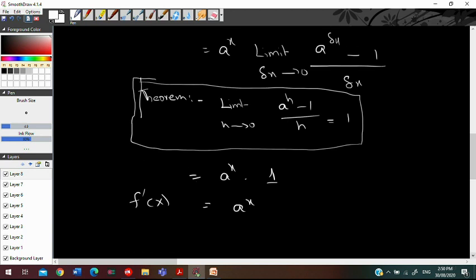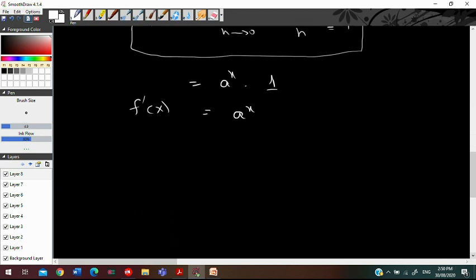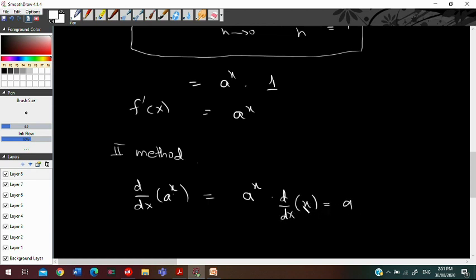Now this is the first method through which we find the derivative of the general form of this exponential function. The second method is the formula method, through which we find dy by dx of a power x. When we apply the derivative, first we write this function as it is, and then we apply the derivative on its power. So here we have x, and we are calculating the change of x with respect to x. Both variables are the same, so the derivative of x in this case is equal to 1. So a power x is the answer.